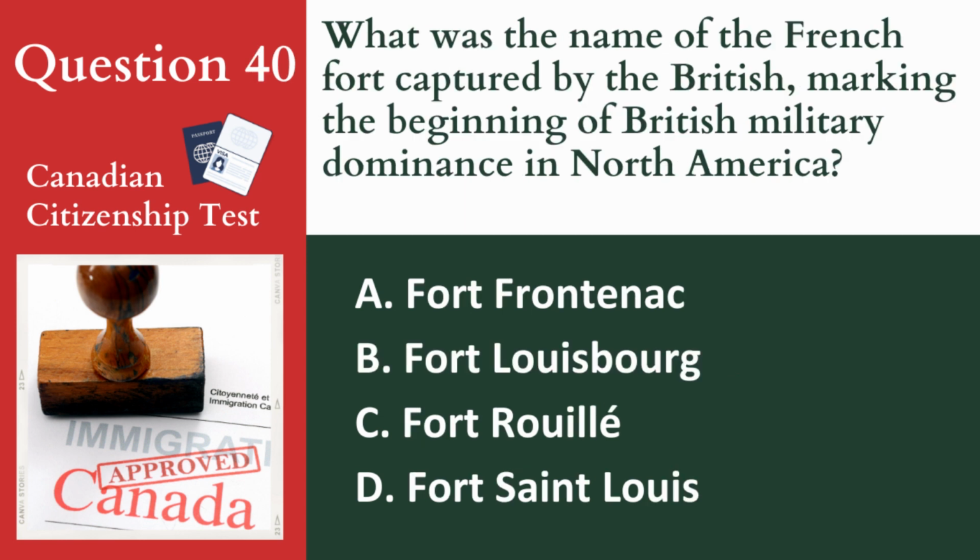Question 40. What was the name of the French fort captured by the British, marking the beginning of British military dominance in North America? A. Fort Frontenac. B. Fort Louisbourg. C. Fort Rouillé. D. Fort St. Louis. Answer B. Fort Louisbourg. The capture of Fort Louisbourg in 1758 by British forces was a significant event that preceded the fall of Quebec and marked the beginning of British military dominance in North America.